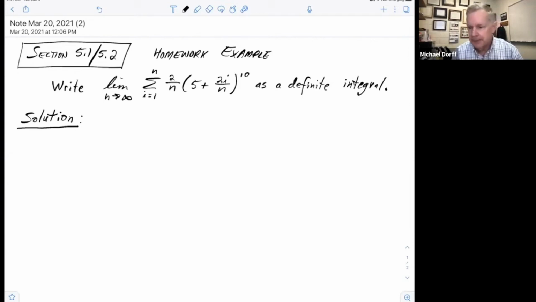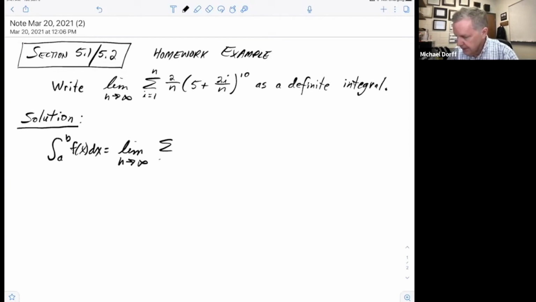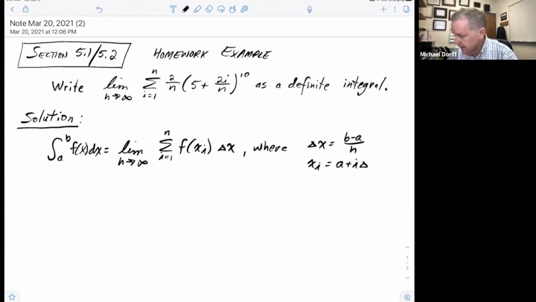So the first thing I would do in this problem is to recall the definition of a definite integral. We're told that the integral from a to b of f of x dx is defined as the limit as n goes to infinity of the sum, i equals 1 to n, of f of x sub i delta x, where delta x is (b minus a) over n and x sub i equals a plus i delta x. All right. So it's good to make sure we understand this definition here.